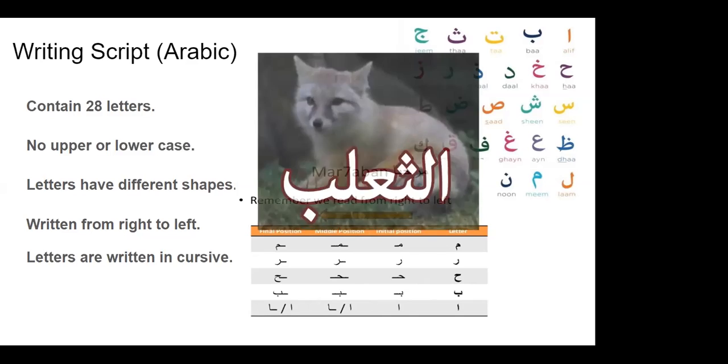Another challenge of writing in Arabic is that unlike the English language, most of the Arabic letters are written in a cursive fashion and they are joined in both print and handwriting.